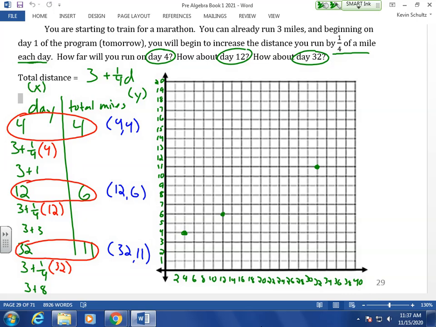Hopefully you copy down what I have here. But again, we can see this line there, okay? And the reason why this does not cross over the origin is because on day 0, before we even start, so take away this 1/4 d thing, because that doesn't start until we begin tomorrow, on day 0, we can run 3 miles. So x value of 0, y value of 3, that's why it starts at 0, 3 and not at 0, 0. Okay?